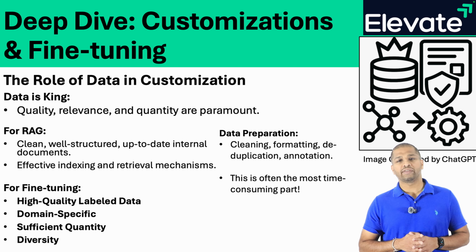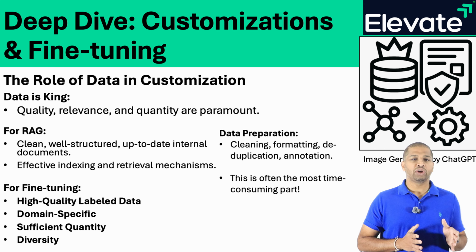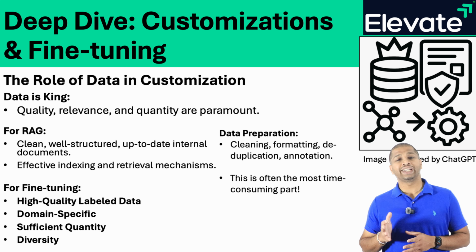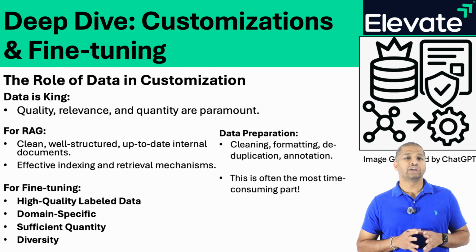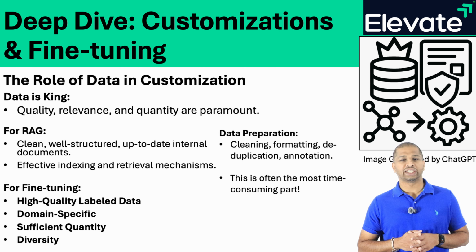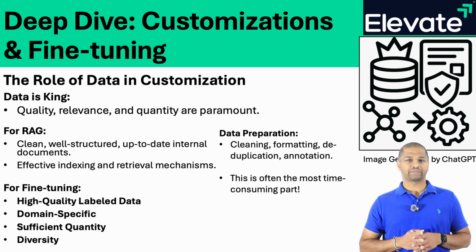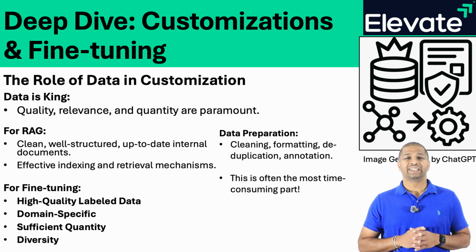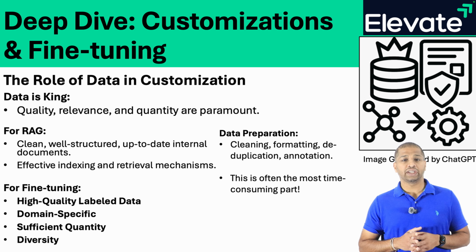Its quality, relevance, and even quantity are absolutely paramount. For RAG, the effectiveness hinges on having clean, well-structured, and up-to-date internal documents along with robust indexing and retrieval mechanisms to find the right information quickly. For fine-tuning, the demands are even higher. You need high-quality, labeled data, clear examples of what you want the model to do. This data must be domain-specific, reflecting your exact use case.